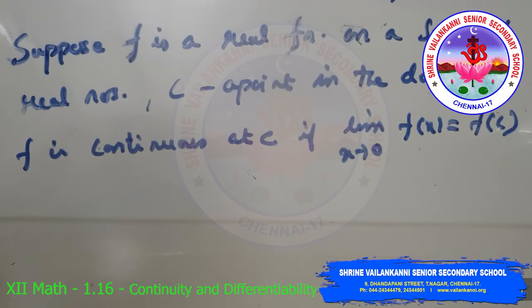So the definition of continuity is, a function is continuous at x equal to c if the function is defined at x equal to c, if the value of the function at x equal to c is equal to the limit of the function at x equal to c. If f is not continuous, then we say that f is discontinuous at c and c is called a point of discontinuity of f.